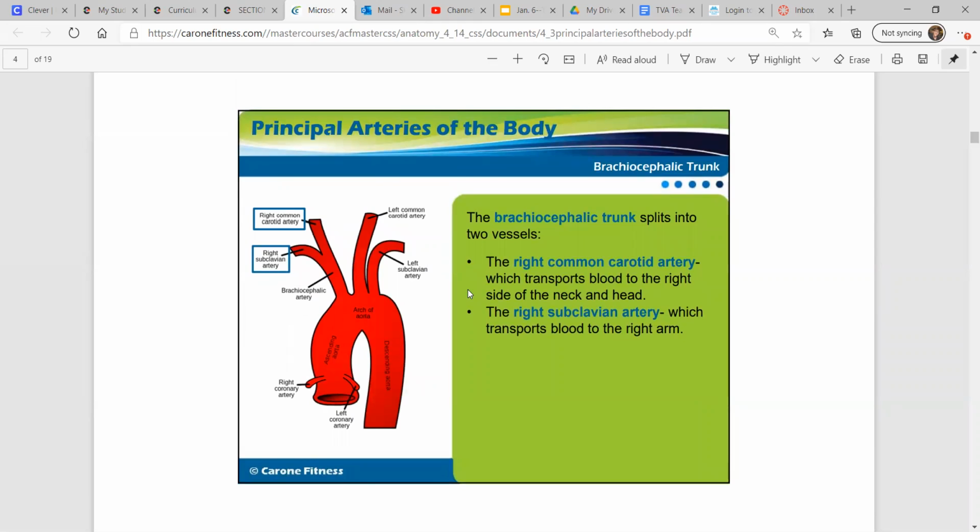And the brachiocephalic trunk splits into two vessels. One, the right common carotid artery, transports blood to the right side of the neck and head, and the right subclavian artery, which transports blood to the right arm. You see those here branching off.